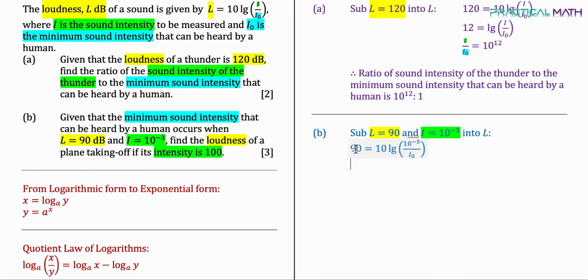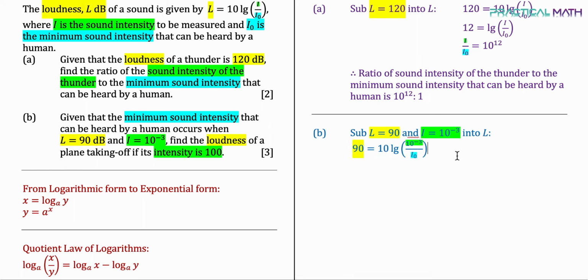So what we did here was replacing L to be 90 like this, and replacing I to be 10 to the power minus 3, which is the one on top in green. So what we wanted to be doing is to find the I naught, which is the constant.